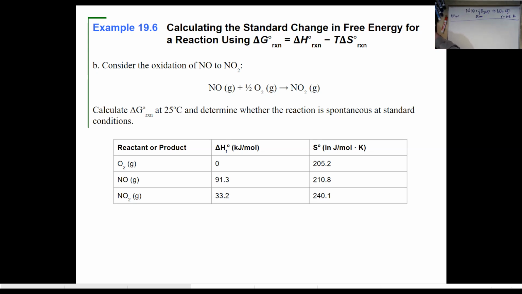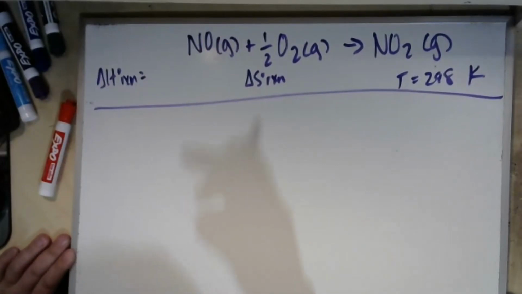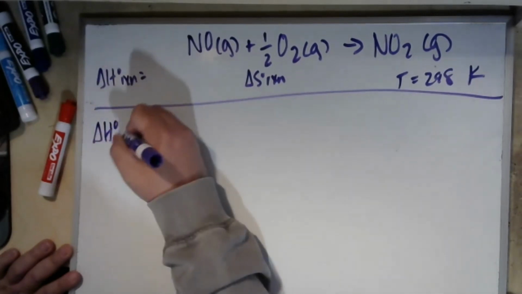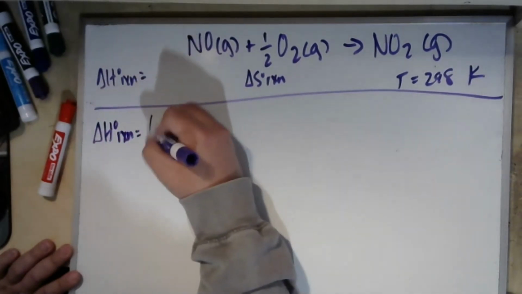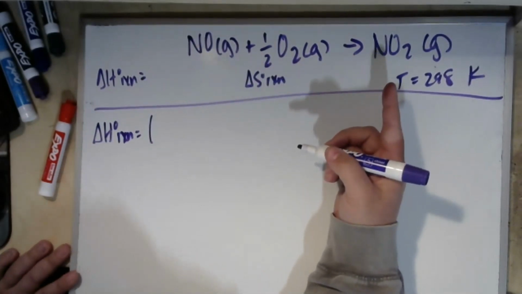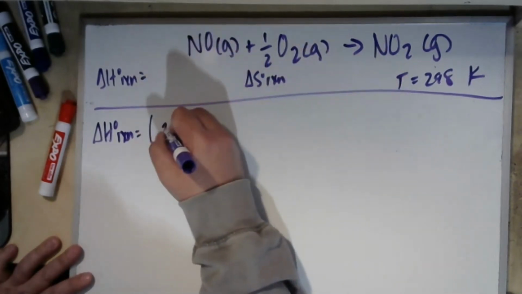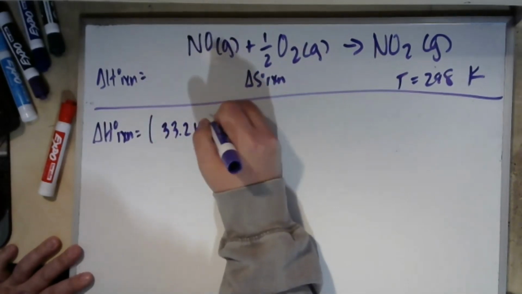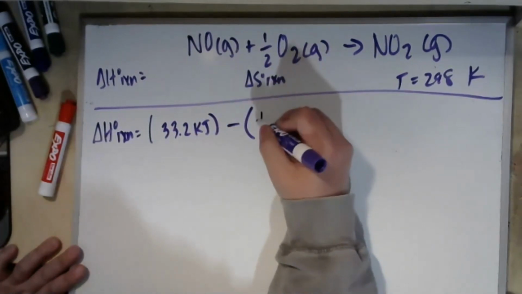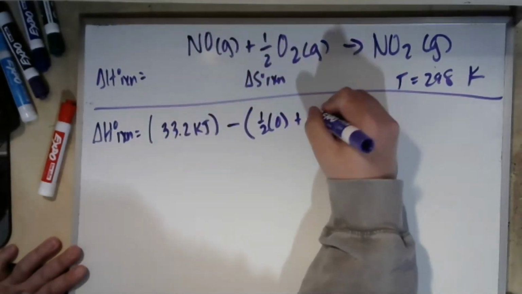Okay, so same set of steps. I'm going to calculate our delta H and our delta S values first. Okay, so we're going to have our product here, NO2. I got to be careful when we have NOs and NO2s because I'll accidentally read them wrong. So that's going to be 33.2 kilojoules minus a 0 for the oxygen and one of the NOs. So it's going to be 91.3.